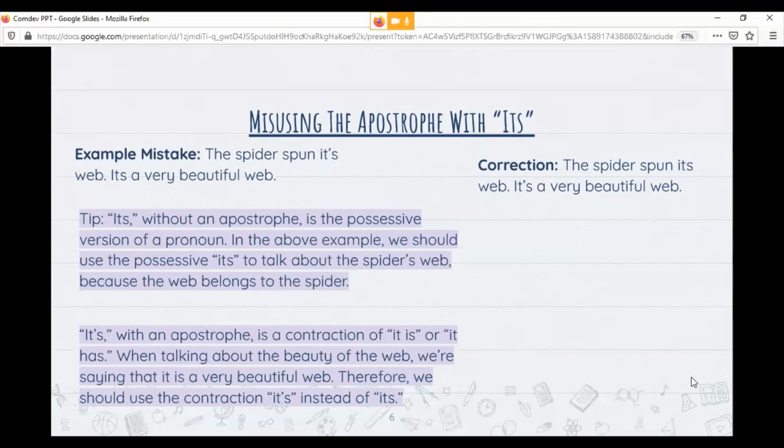It's with an apostrophe is a shortening or contraction of it is. And as I said before, its is used to refer to animals or things without identifiable genders. So the correction for the sentence, the spider spun its web, it's a very beautiful web, is: the spider spun its, without apostrophe, web. It's a very beautiful web, with apostrophe.